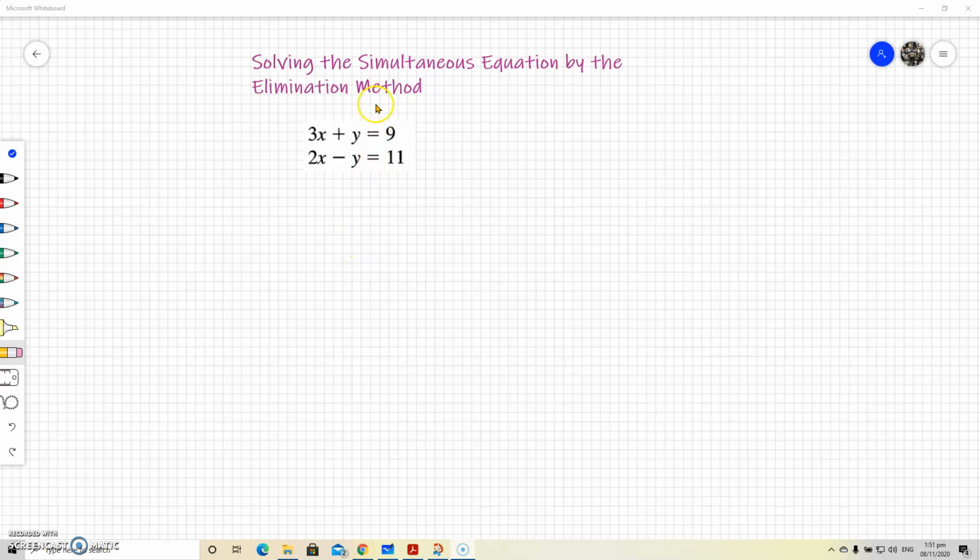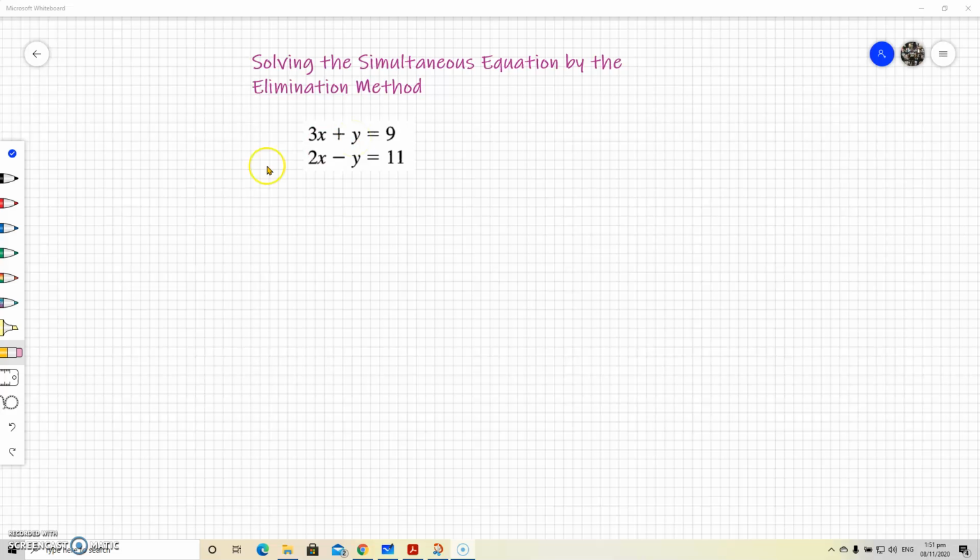Alright, first things first, the simultaneous equations here work with a pair of linear equations. Notice the highest power of x here is 1, and the highest power of y is 1, here is 1, and here is 1. So it's a pair of linear equations to begin with.